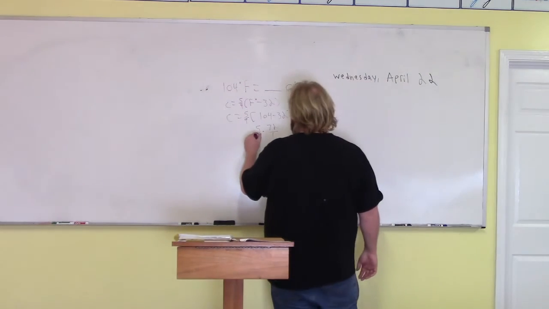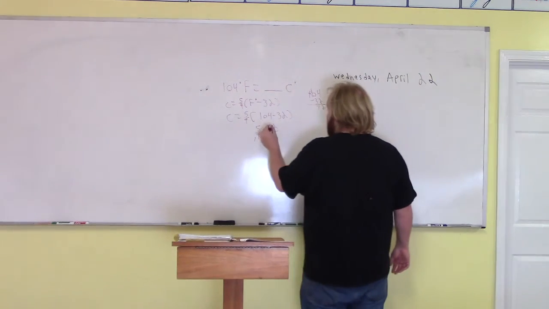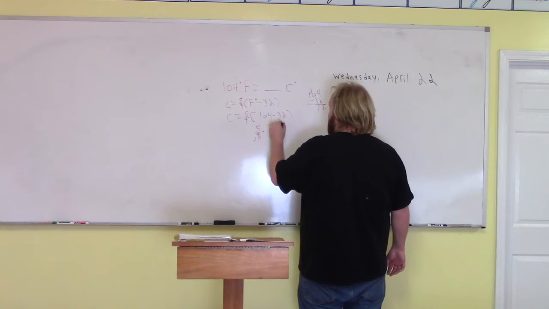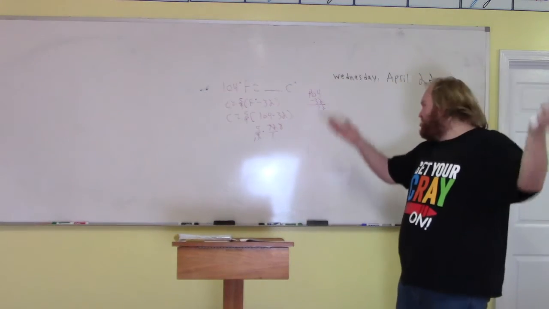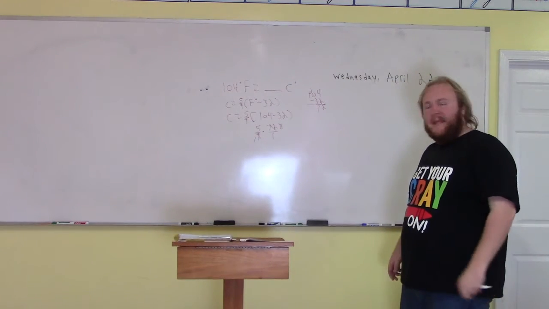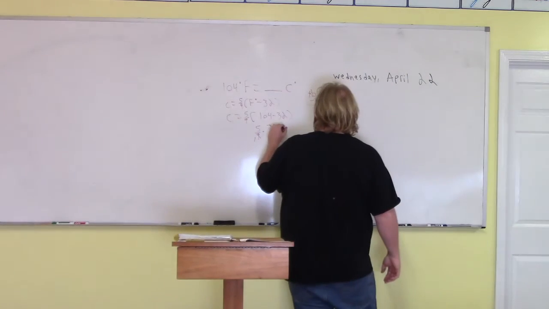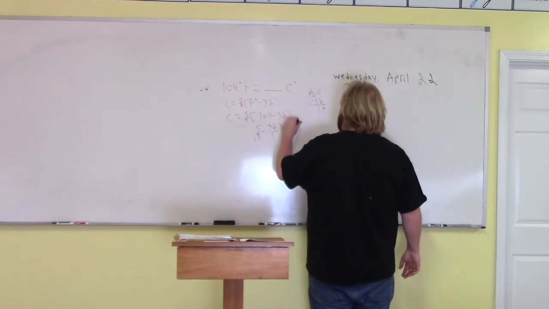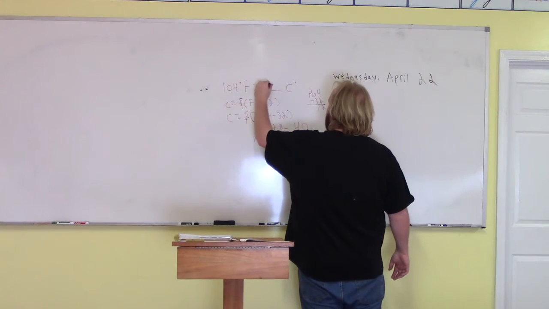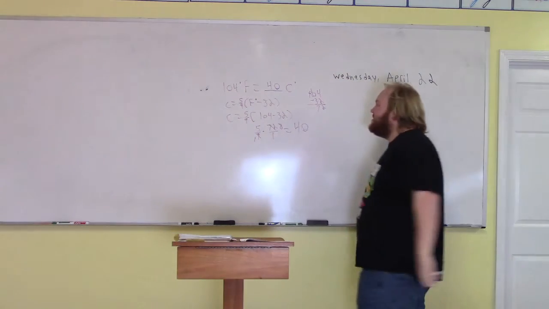That's right, they can both be divided by 9. 9, of course, divided by 9 becomes 1. 72 divided by 9 is 8. That's a much easier number to multiply, and you should know, what's 8 times 5? That's right. It is 40 over 1, which is the same thing as 40. So it is 40 degrees Celsius.